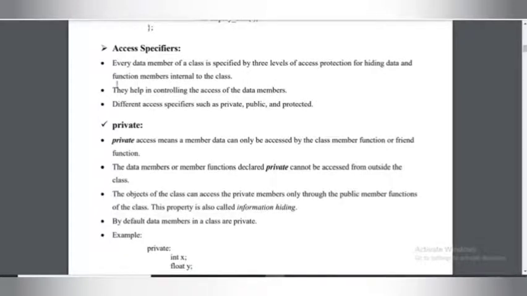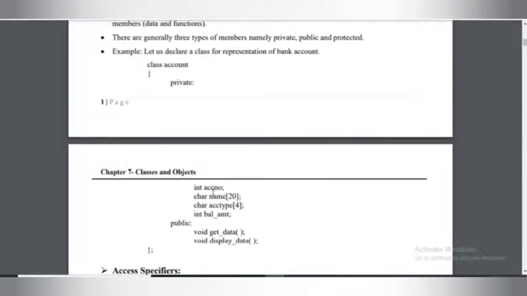So what is private access specifier? It gives permission that member data can only be accessed by the class member functions. For example, here we have account number, name, account type and balance amount as data members. These data members can be accessed only by the member functions of that class. Get data and display data are the two member functions. So these four data members can be accessed only through these member functions of that particular class.